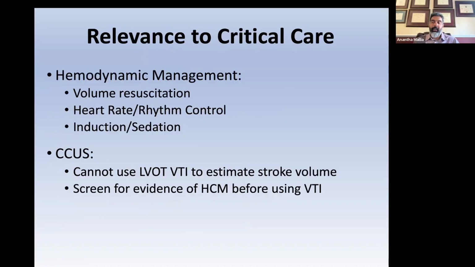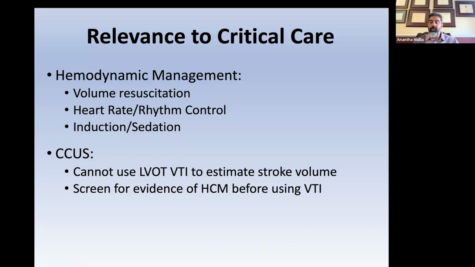Again, how is this relevant to critical care? Like I said, it's not your job per se to diagnose HCM, but being able to identify the pathophysiology is going to have direct implications on what you do with things like volume, heart rate and rhythm control, induction, sedation, vasodilators of other types, that type of thing. So knowing that it exists is going to help your clinical management, okay? And if you identify these things, again, get the formal echo to confirm the diagnosis and further characterize what you're dealing with, okay?